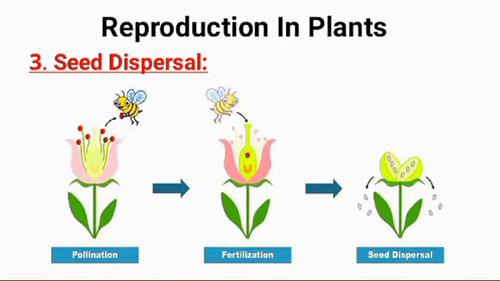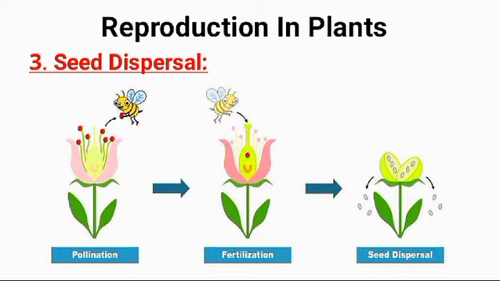Now the last stage is seed dispersal. The carrying away of seeds from one place to another is called seed dispersal. Seeds are dispersed by wind, water, and animals. Seeds dispersed by wind are light and have wings or hairs so that they are easily blown away by wind. For example, drumstick, maple, sunflower, and so on.